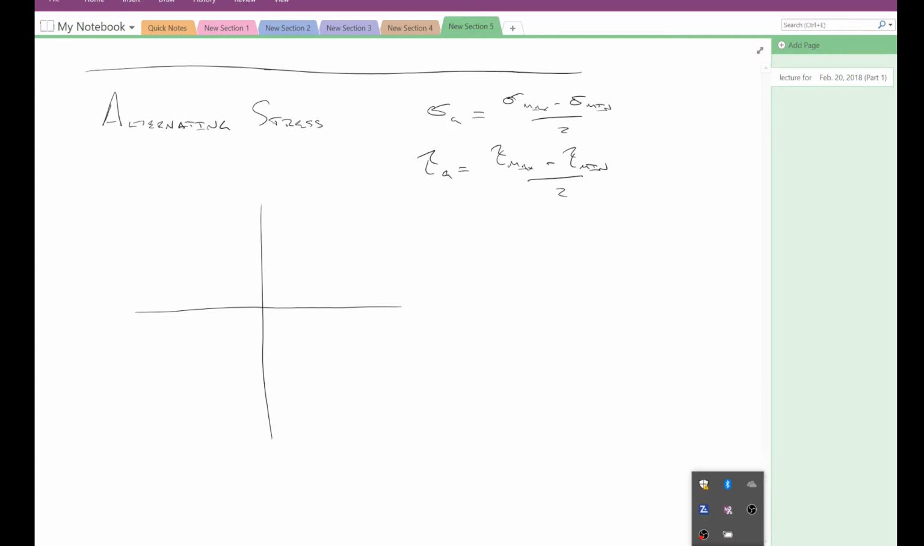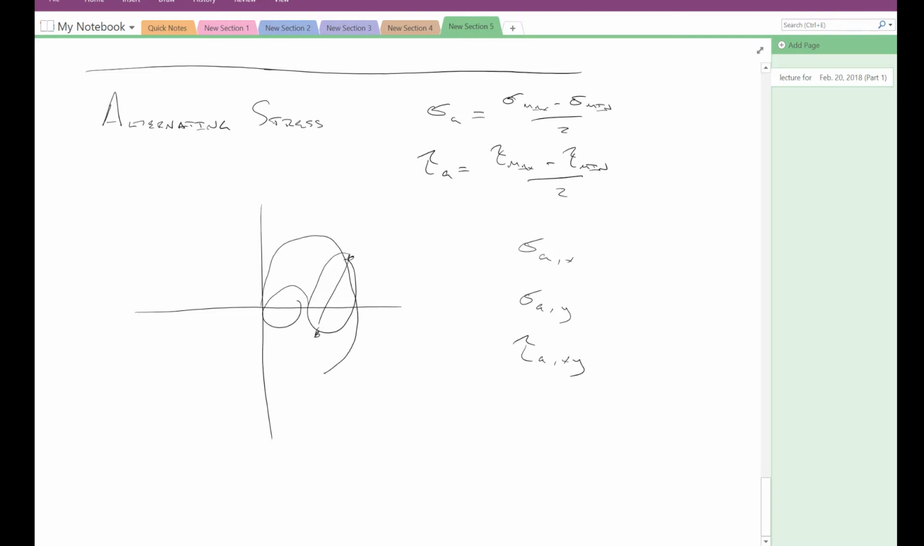So we'll have something like a sigma x alternating, or sigma alternating x. Perhaps I'll try to stay consistent. And sigma alternating y, and then we'll have a tau alternating xy. And we can draw points here and perhaps a point here. And we can draw a circle there and maybe a circle there and another circle there, right?